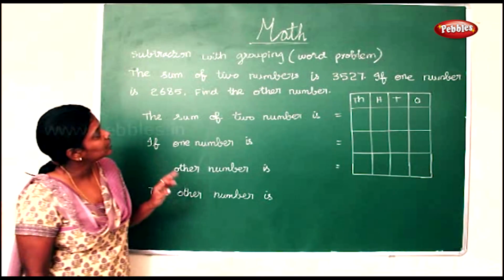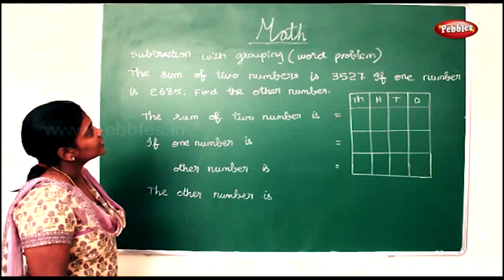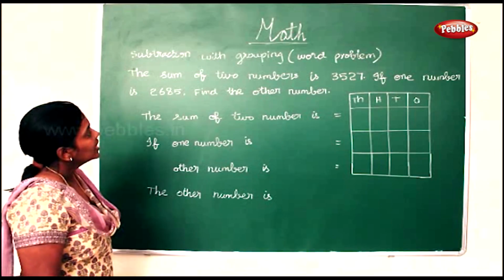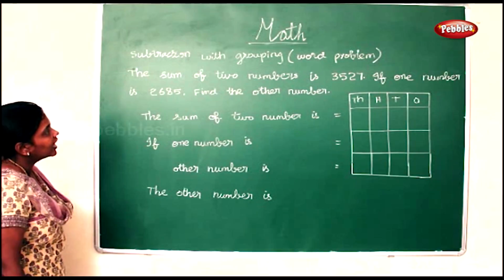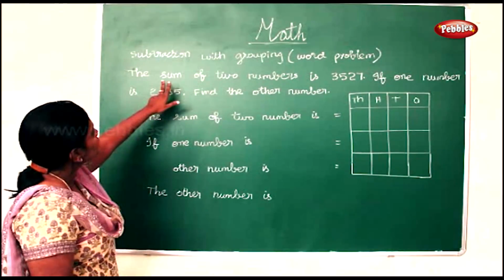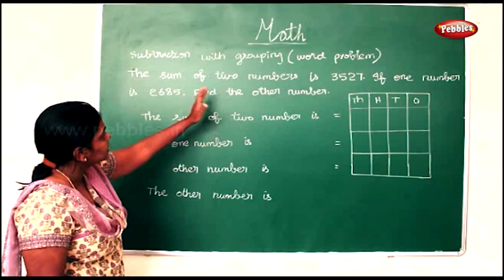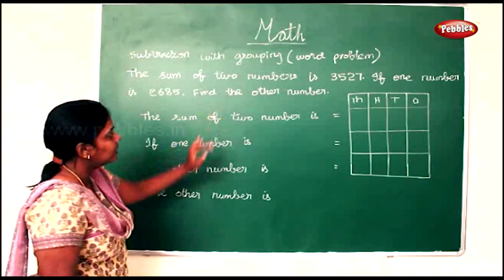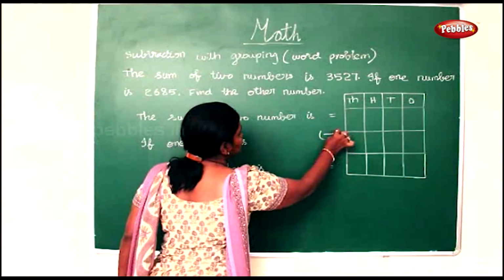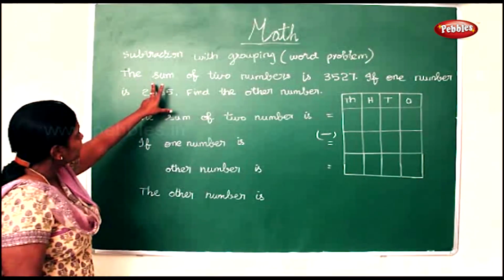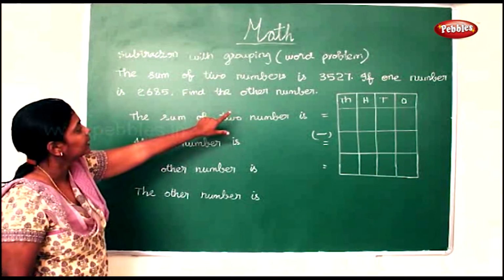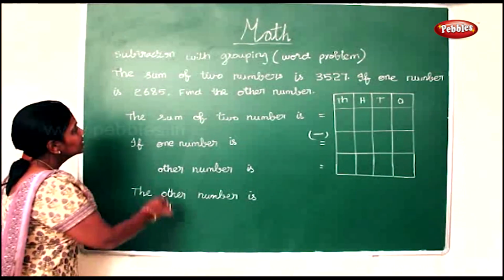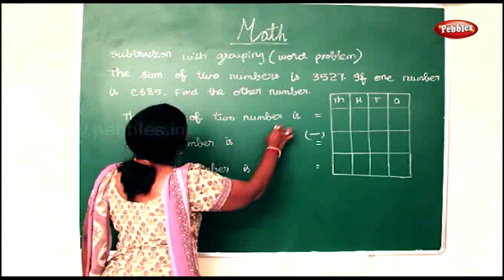The sum of two numbers is 3527. If one number is 2685, find the other number. If they ask you, always, if they ask you sum of two numbers and they ask you for the other number, it is a minus. Keep in mind, if they give sum of two numbers and they ask you the other number, then it should be a minus.